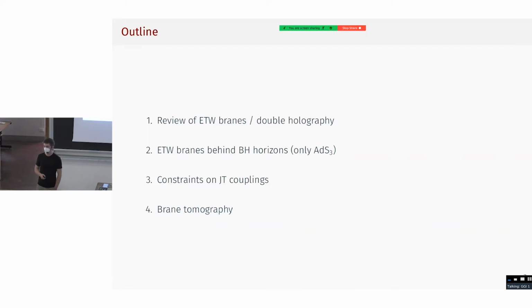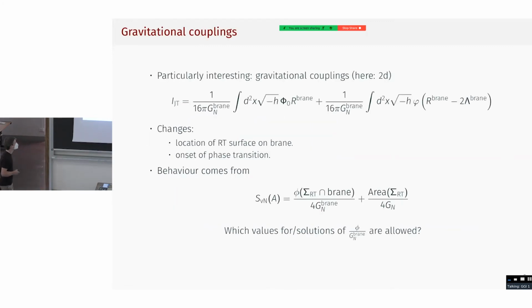Can you go back to the previous slide? I just want to understand this JT action that you wrote down here. When you say 2D, are you talking about a 2D brane or a 2D bulk? Right, this will be just localized on the brane. Okay, so a 2D brane.